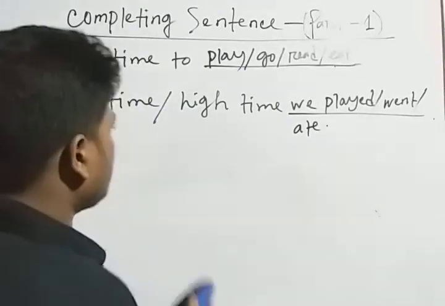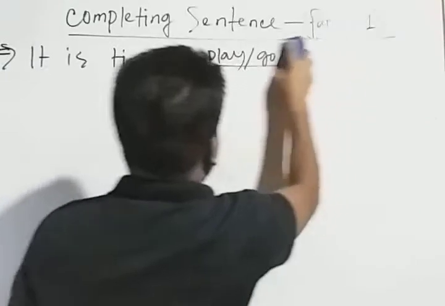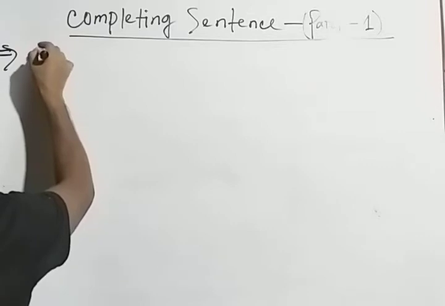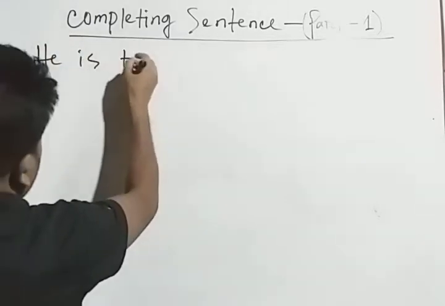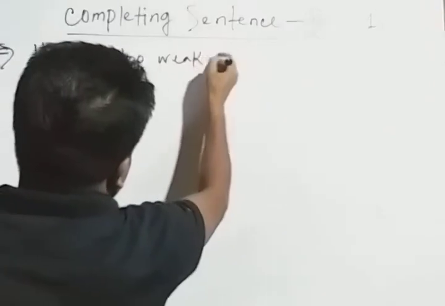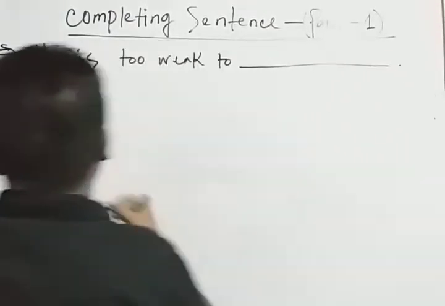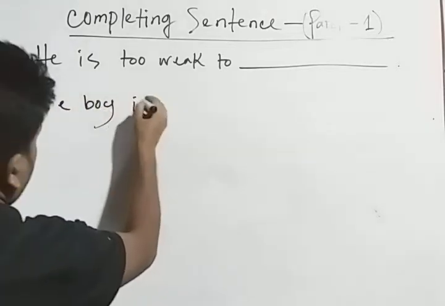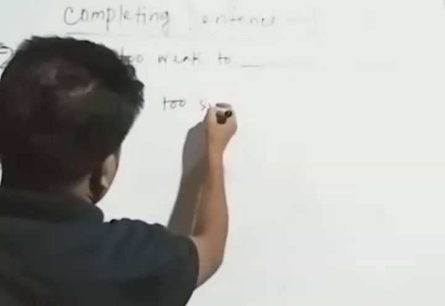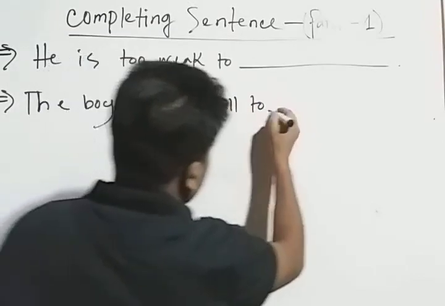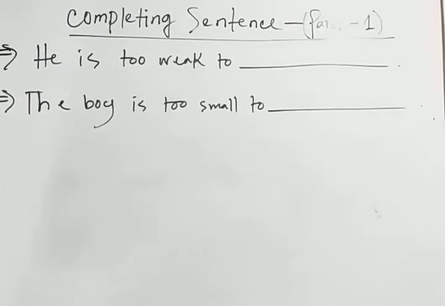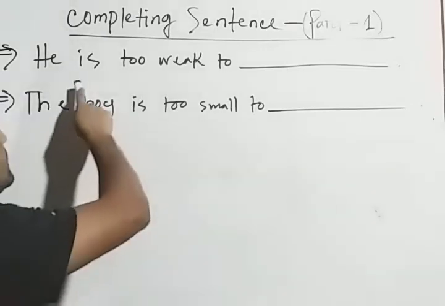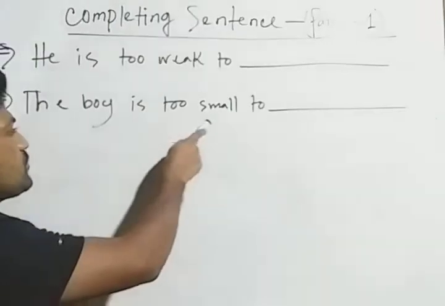now we are going to another example. Just look at the board. Dear learners and viewers, he is too weak to. And example number 2 is the boy is too small to. Okay, dear learners, look at these two examples. Number 1 is he is too weak to, and number 2 the boy is too small to.